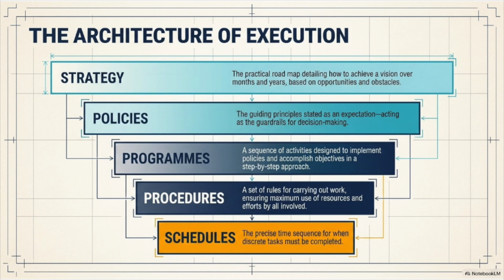At the top is strategy, the practical roadmap detailing how to achieve a vision over months and years based on opportunities and obstacles. Below strategy comes policies, the guiding principles stated as an expectation, which act as guardrails for decision making. Next are programs, a sequence of activities designed to implement policies and accomplish objectives in a step by step approach.